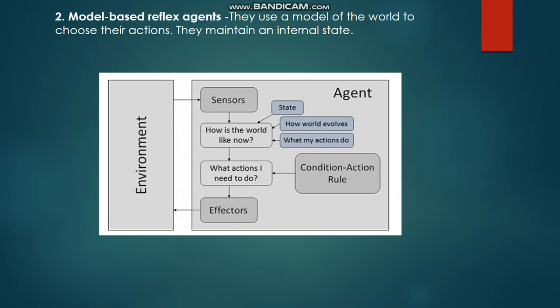In the pictorial representation, the sensor gives the perception knowledge to the agent, and the agent has a question: how is the world like now? So how it has to react is based on the condition action rule as well as all these things: how the world evolves, what is the actual concept of the world, and what actions were taken previously when the same thing happened before, how I reacted to that particular perception. It will get all that knowledge and will react based on the rule. This is what happens in the model based reflex agent.